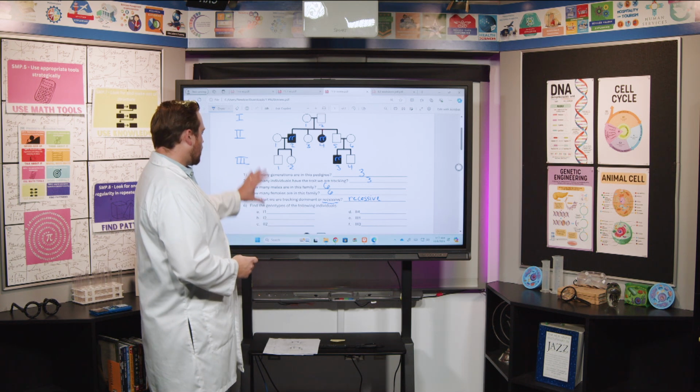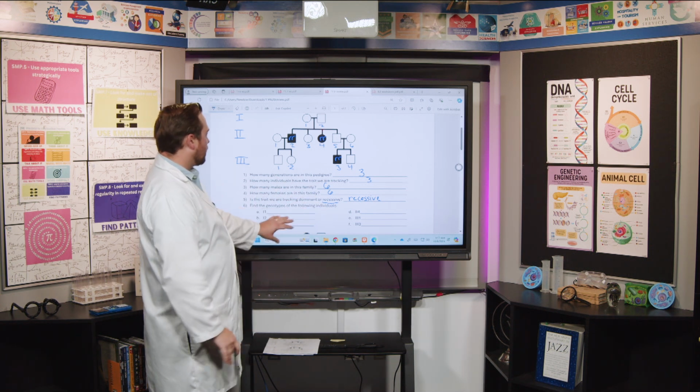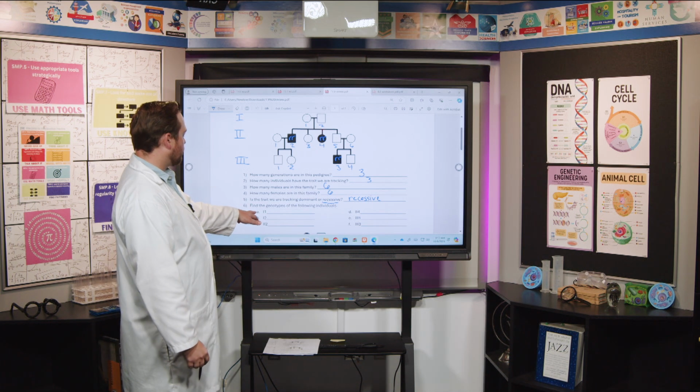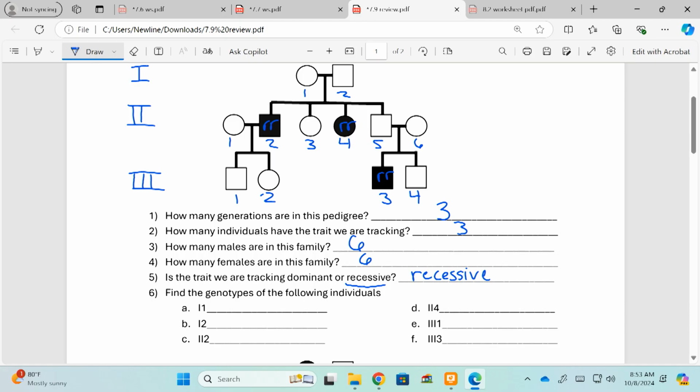Then now that we have that figured out, let's see if we can solve the ones that they're actually asking for. This first one says 1, 1. They want to know what the genotype for this individual is. Well, all the ones that are not shaded, we really don't know what their genotype is yet. This is where it kind of gets like a puzzle. You got to figure it out.